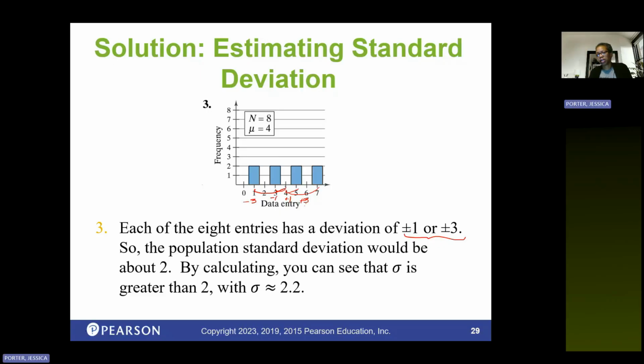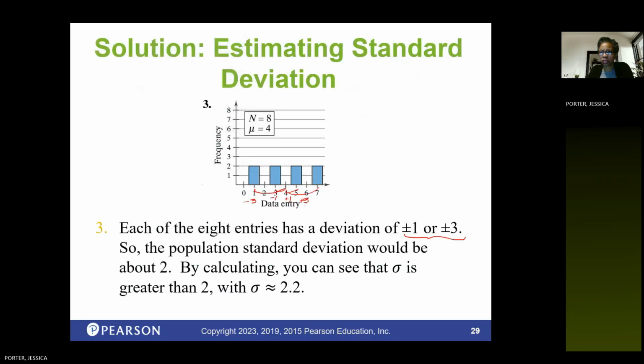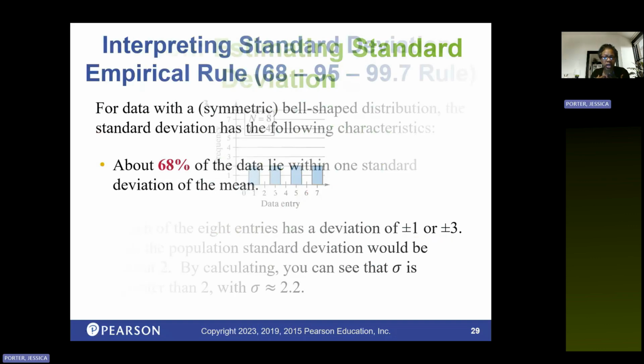Let me see if I have a question associated with this particular slide. No. I don't think you're going to have to do that in the homework. I don't believe I saw that there. But that's just an exercise for us.